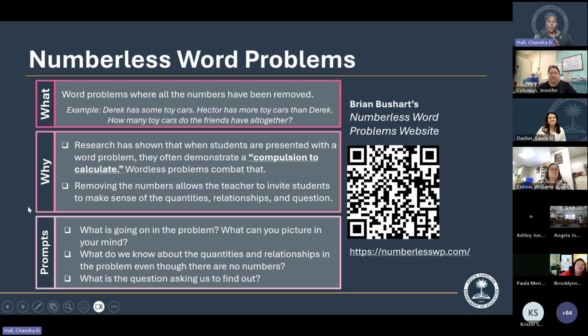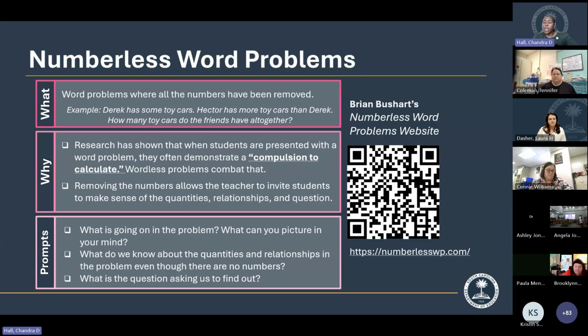Okay, numberless word problems is another strategy, and this was one that Laura shared about in our data connection. So numberless word problems are word problems where all the numbers have been removed. An example of that: Derek has some toys. Hector has more toys than Derek. How many toys do the friends have all together? Why would I give my students this?